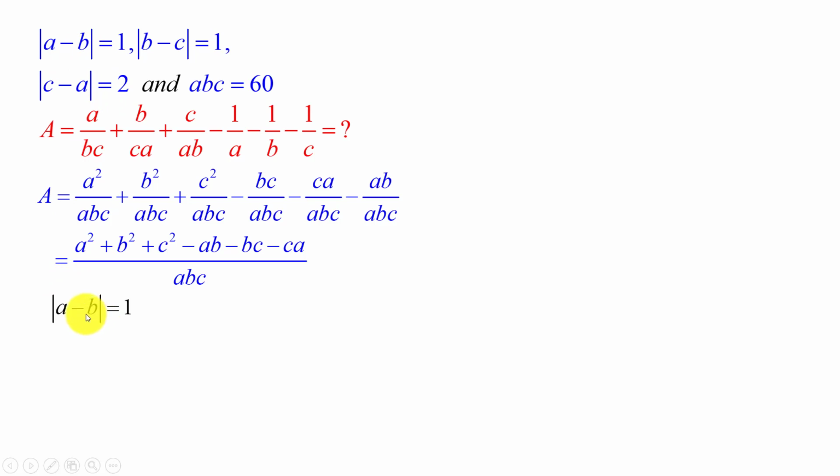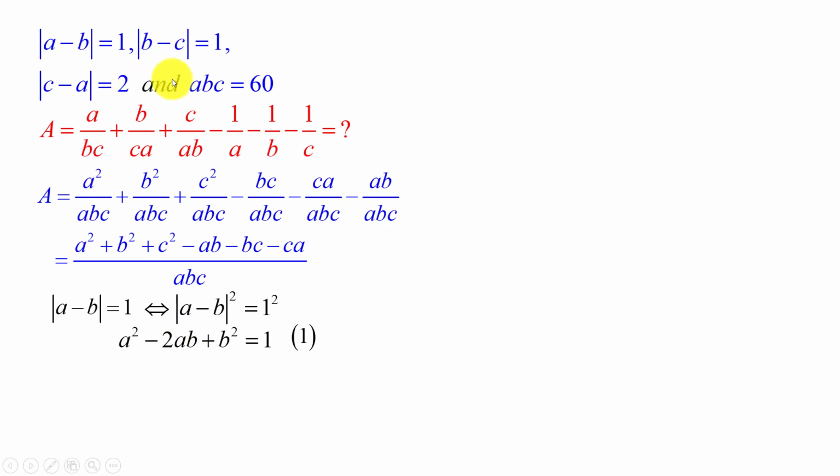If we have the absolute value of a minus b equal to 1, I raise both sides of this equation to the square. So we get the absolute value of a minus b all squared equals 1 squared. We use the rule for a minus b all squared, and we get a squared minus 2ab plus b squared equals 1 squared, which is 1. Let this be the first equation.